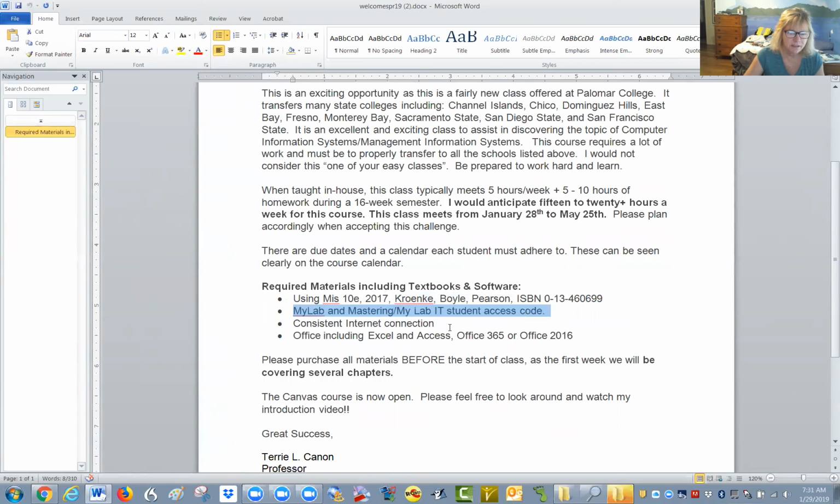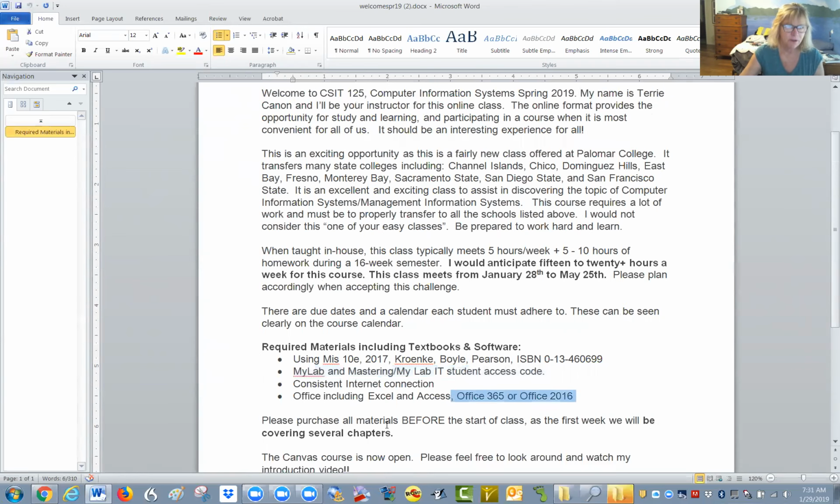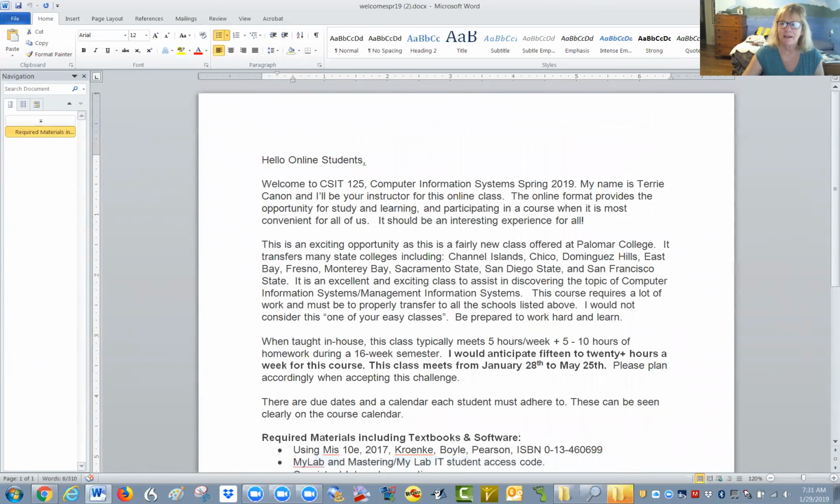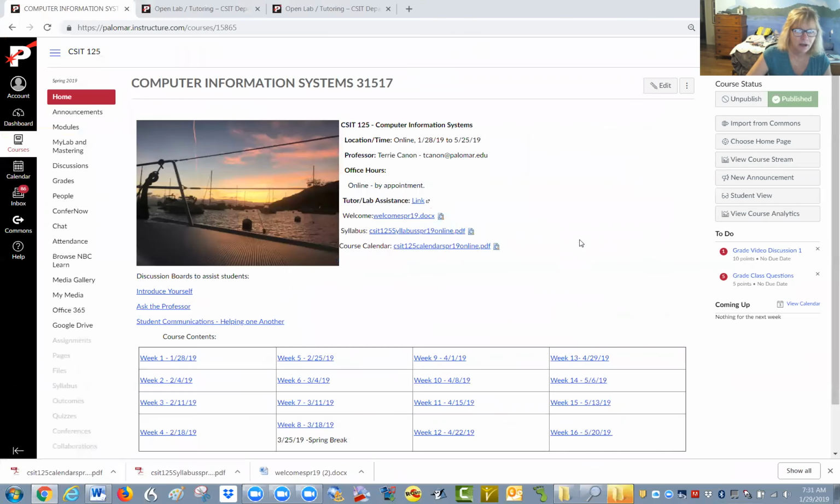You need a consistent internet connection, and we will also be going over Excel and Access in this course. You need a current version. You can get Office 365 while being a student here for free, or Office 2016 are the 2 versions I am using. Obviously, get your materials, as I said before, but get them right away. We have a due date on Monday. So you see that the course is open, and that's my welcome message.